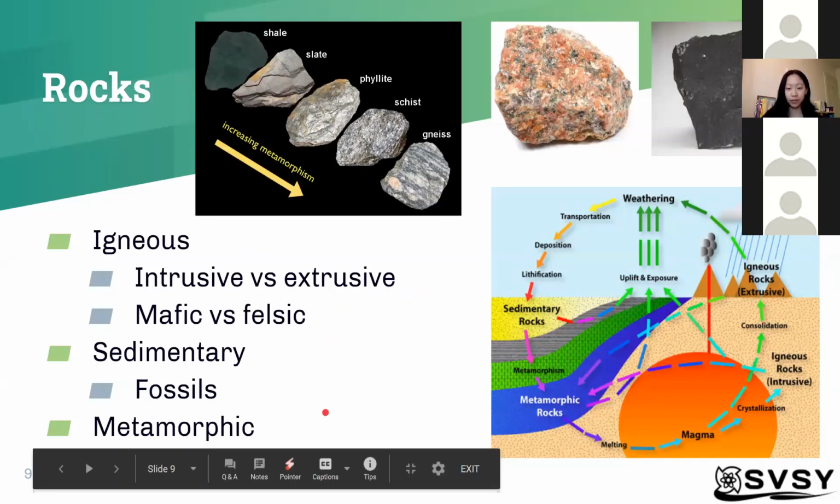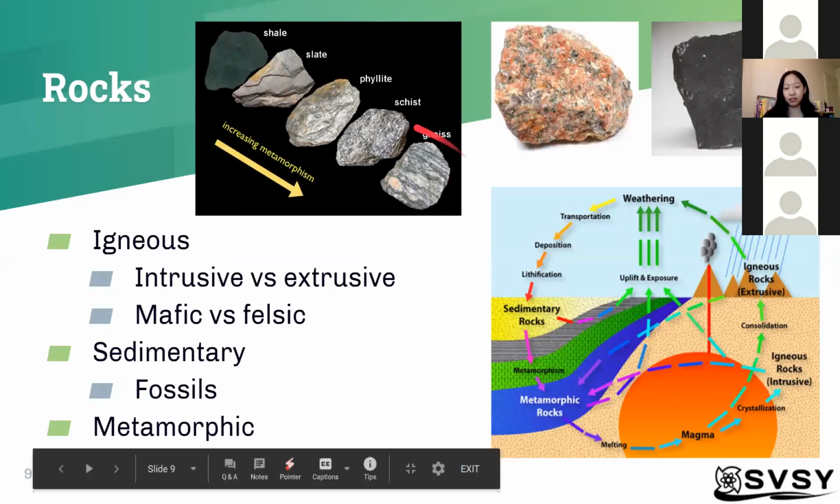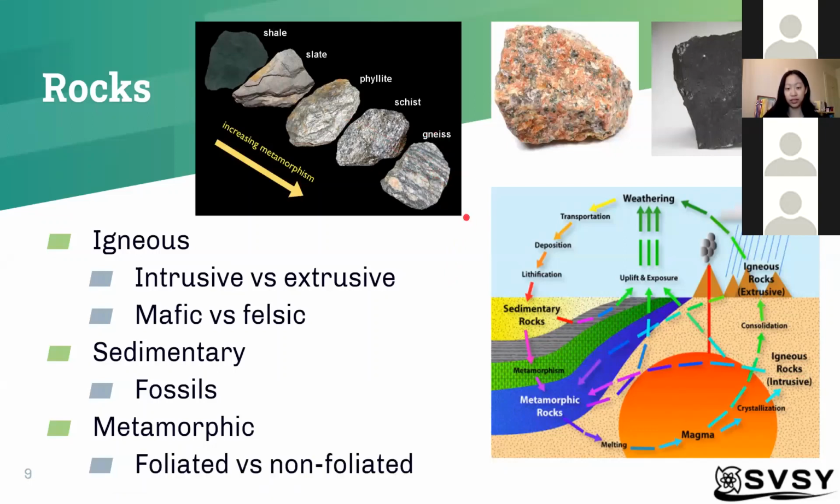And then the last type of rock would be metamorphic. So this can be split into foliated and non-foliated. So foliated just means that there are lines and layers that you can visibly see. So metamorphic rocks form when heat and pressure is applied on another type of rock, or even another metamorphic rock. And the foliations form when the pressure is in a certain direction, and that can make it layered.